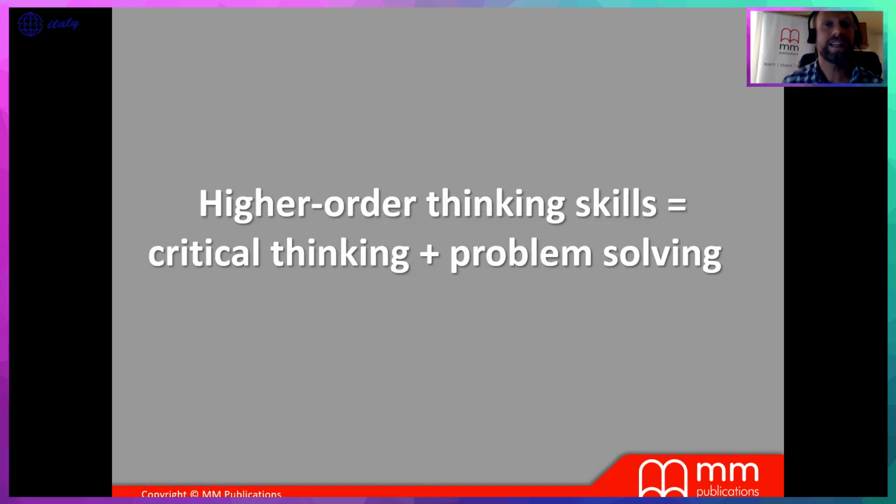So higher order thinking skills, what do we talk about when we're focusing on them? This equation more or less sums up what higher order thinking skills comprise. The two basic ingredients that contribute to reaching a higher order way of thinking and cultivating those skills are critical thinking and problem solving.